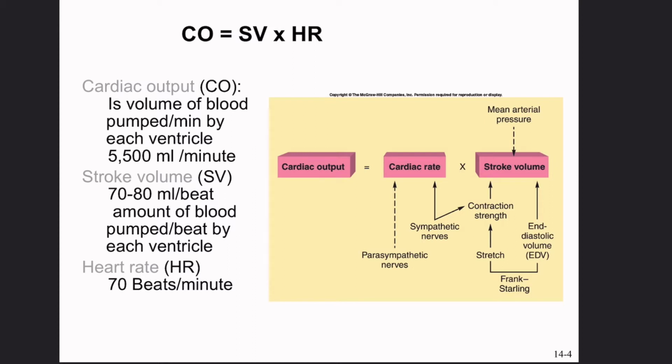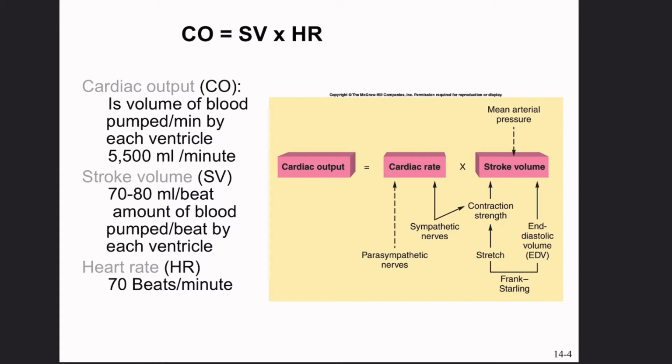Heart rate, for an average person, can range anywhere from 50 to 90, so on average it's about 70 beats per minute. If we multiply the stroke volume, about 70 to 80 mils per beat, times heart rate, 70 beats per minute, we get the cardiac output, which comes out to about 5,500 mils per minute.